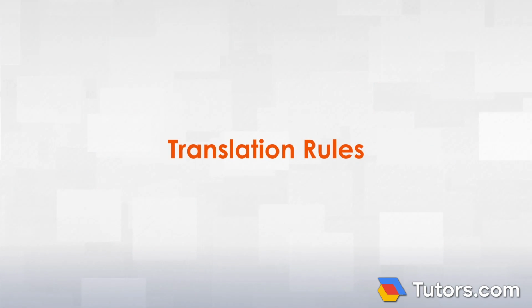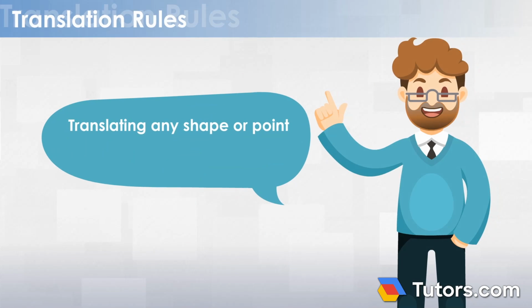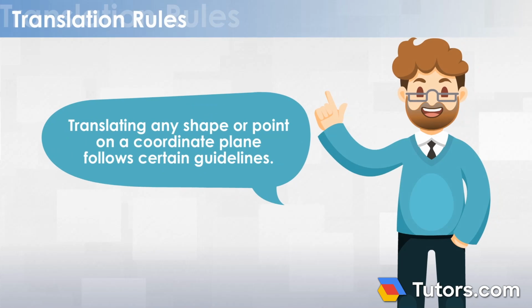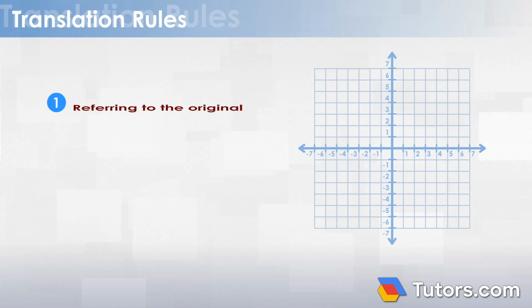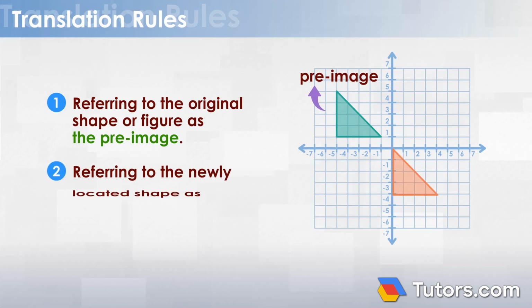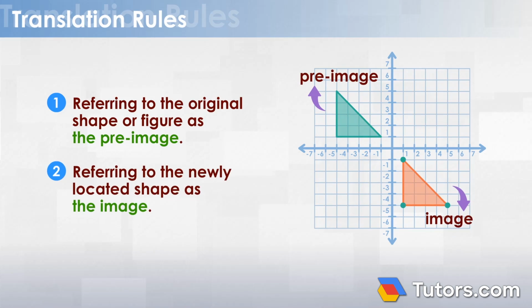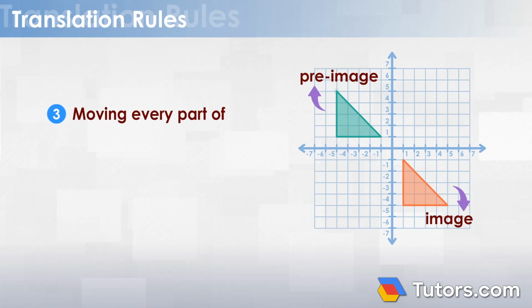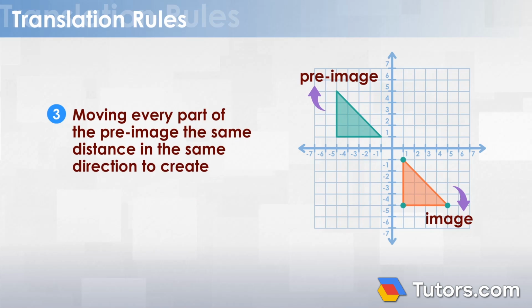Translation rules. Translating any shape or point on a coordinate grid follows certain guidelines. 1. Referring to the original shape or figure as the pre-image. 2. Referring to the newly located shape as the image. 3. Moving every part of the pre-image the same distance in the same direction to create the image.